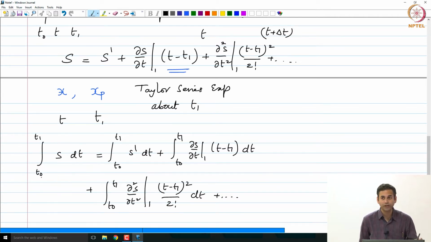This is essentially what we have in the unsteady diffusion equation. We have approximated this using S1 times delta t, or S0 times delta t if it were an explicit scheme. Questions? Yes.